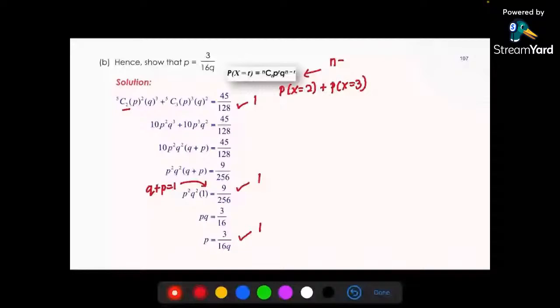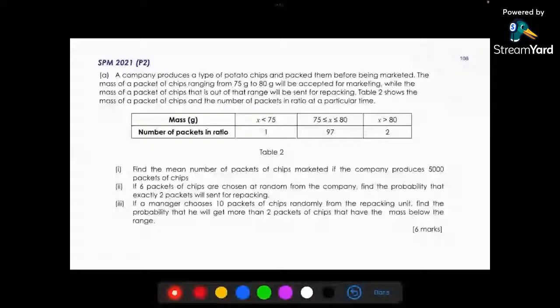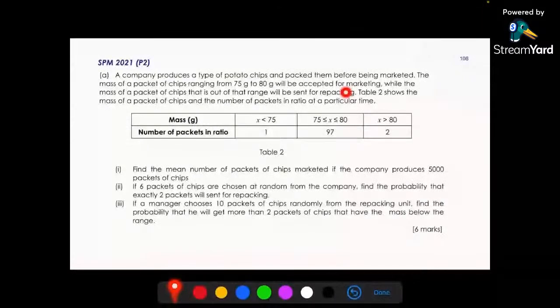Paper 2. SPM 2021 untuk paper 2 juga. A company produces a type of potato chips and packs them before being marketed. The mass of a packet of chips ranging from 75 to 80 gram will be accepted for marketing, while a packet of chips that is out of that range will be sent for repacking. Table 2 shows the mass of packets of chips and the number of packets in ratio at a particular time.